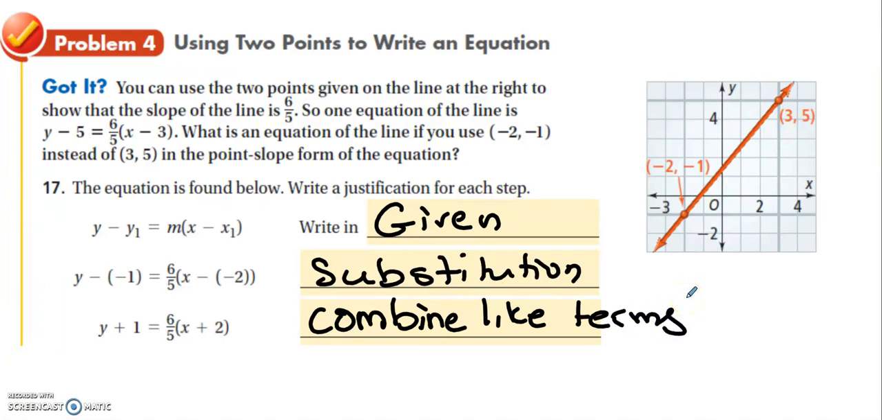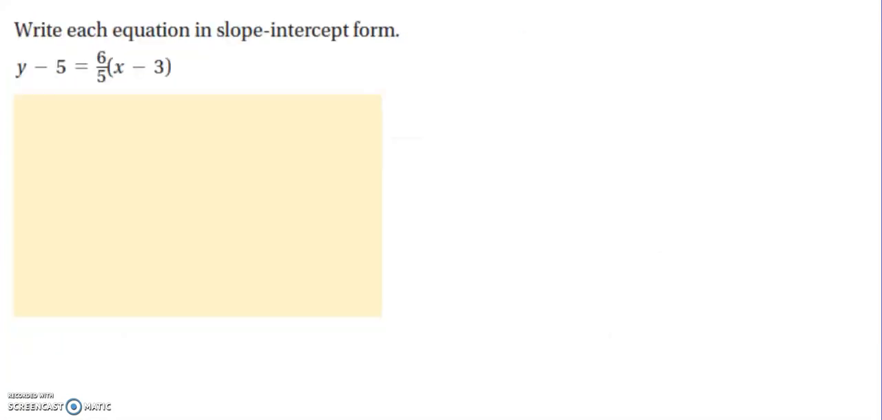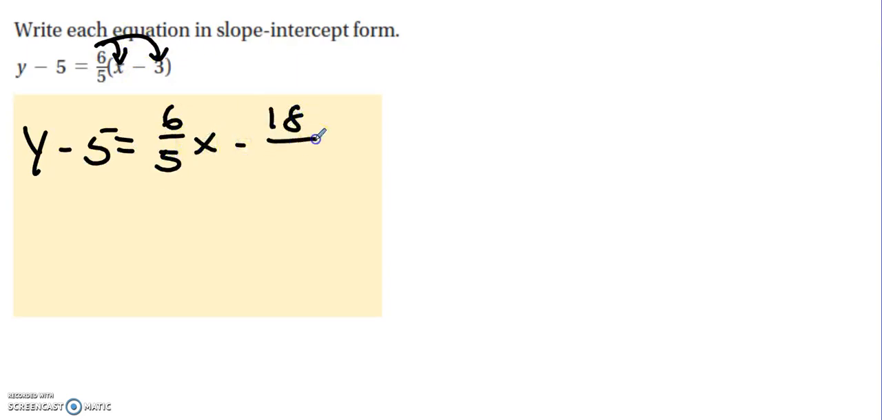So the question is, here it is. Here's the equation again. Now they want us to take this equation and write it in slope-intercept form. So to do that, we just solve. What we want to do is make y by itself on the left-hand side. So the first thing I'm going to do is distribute over here. y minus 5 equals 6/5 x minus 18/5.